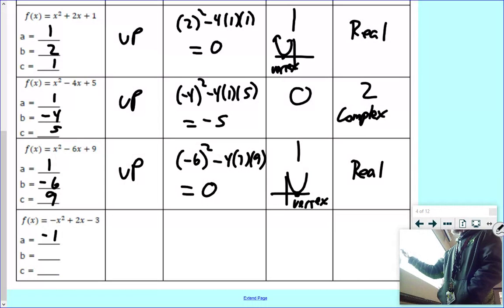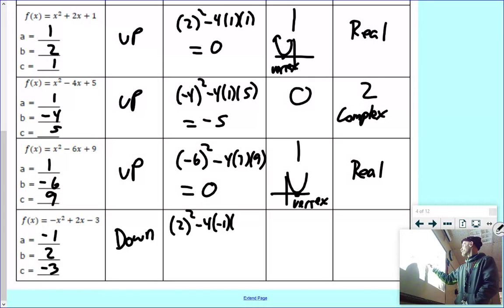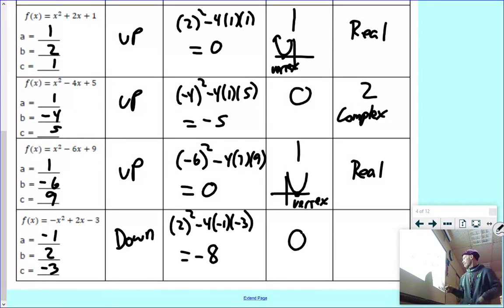The next one, A is -1, B is 2, C is -3. Remember, this is the first one we've had like this. If A is negative, that means it's opening down, so it's upside down, basically. Discriminant. That's going to be 4 minus 12, which is -8. And if you graph that, that's going to be completely below the x-axis. So it doesn't have any x-intercepts, which means it has two complex solutions.